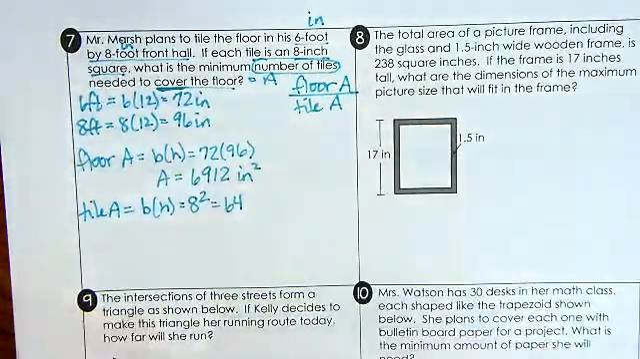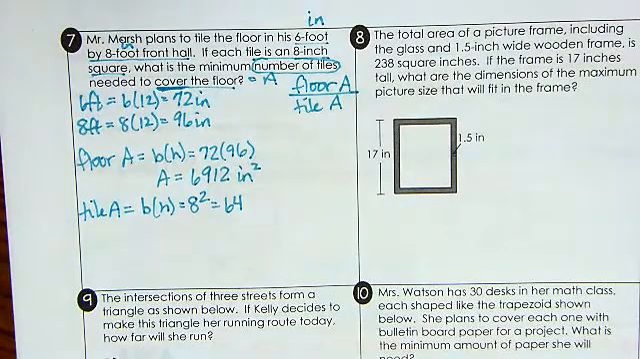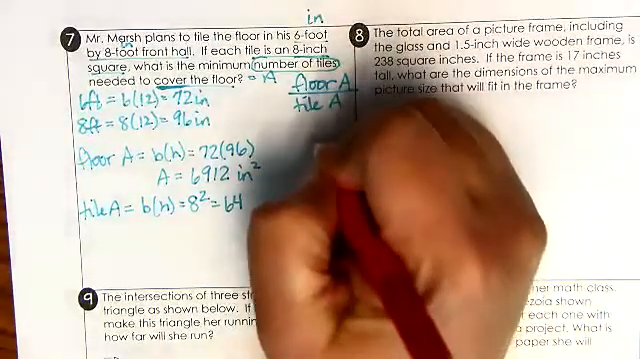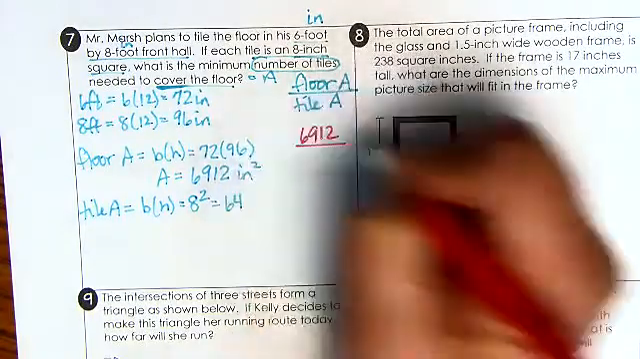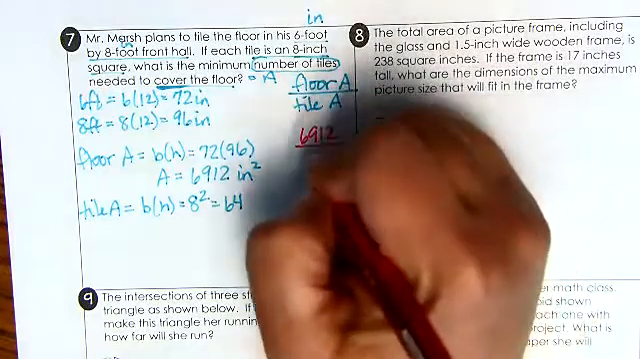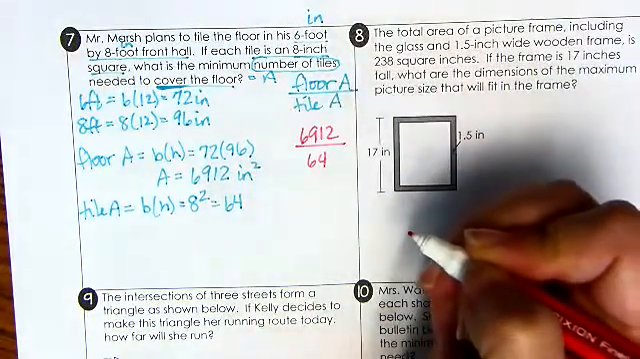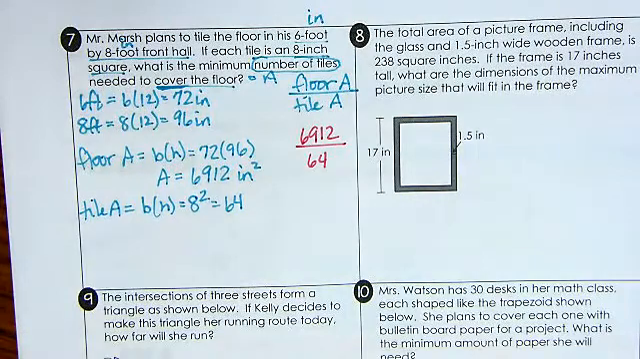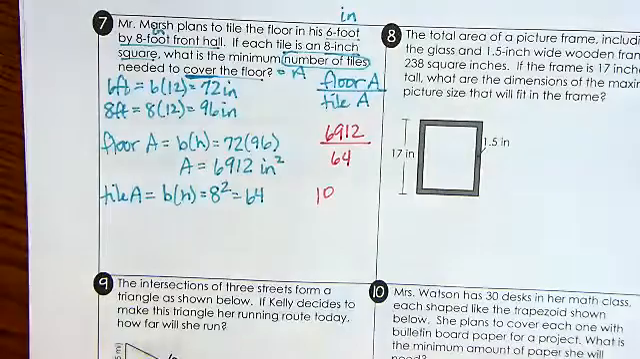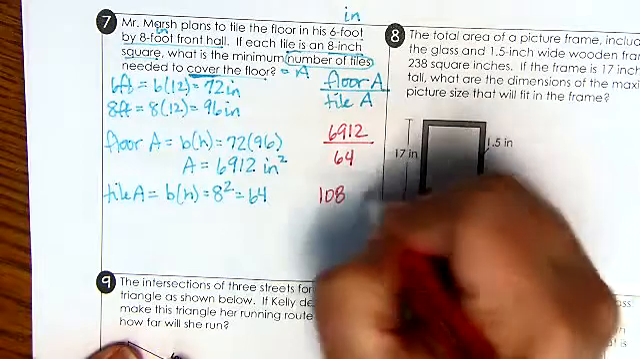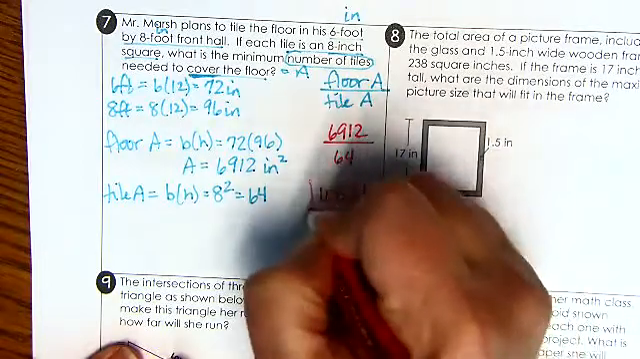So now, according to our game plan, we're doing the floor area, which is 6,912, divided by the tile area, which is 64, to figure out the number of tiles. So we do 6,912 divided by 64, which gives me 108 tiles.